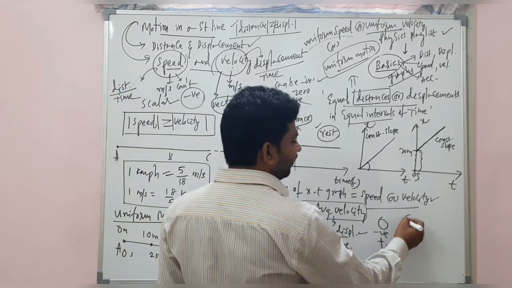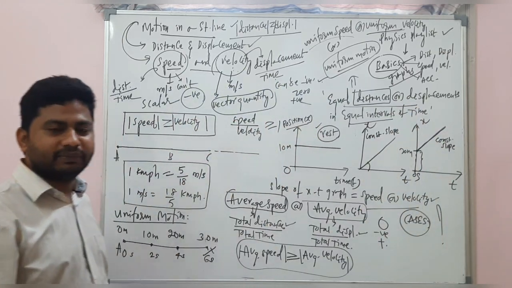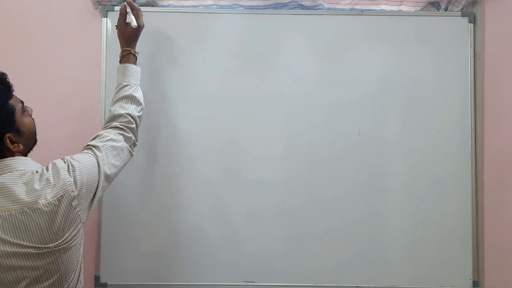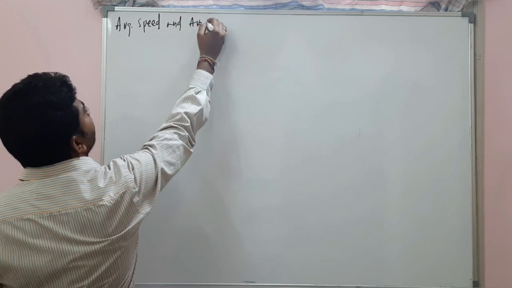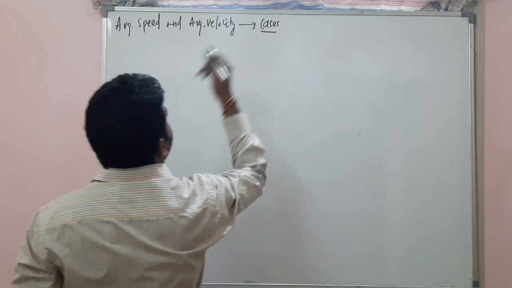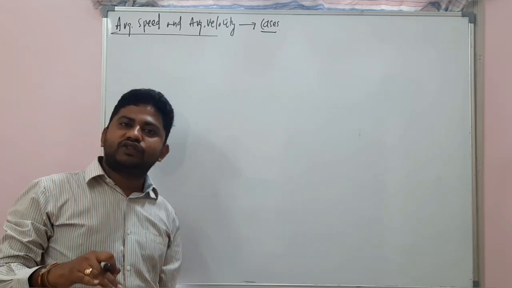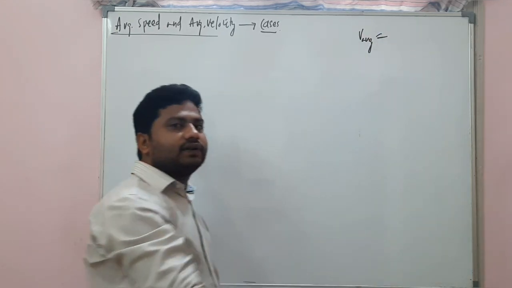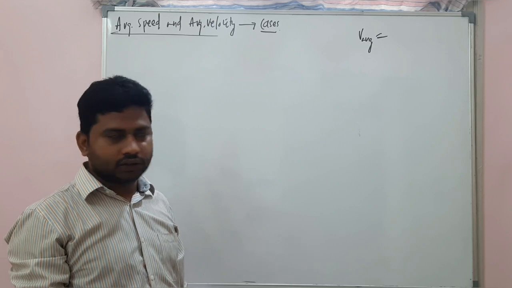Now, there are various cases related to average speed and average velocity that we will be discussing now. Different cases we are going to check. But the basic definition of average speed or average velocity you should never forget. I am just writing and representing it with V suffix average. That may be average speed or average velocity, right?